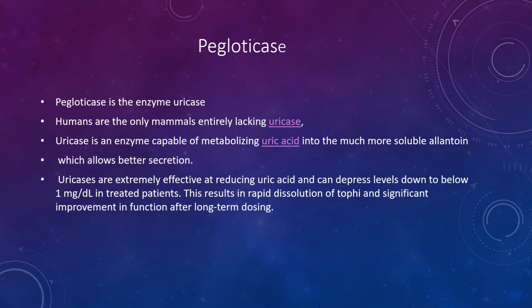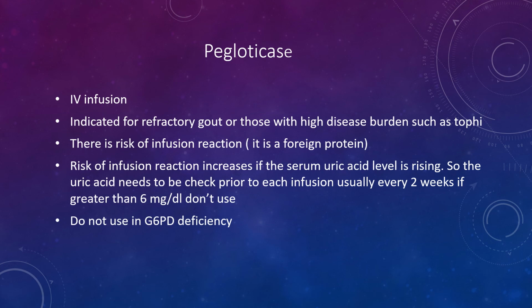It's extremely effective for reducing uric acid, depressing levels to less than 1 milligram per deciliter in treated patients. That allows the rapid dissolution of tophi and significant improvement in function after long-term dosing. It is an IV infusion. It's indicated for refractory gout with high disease burden.